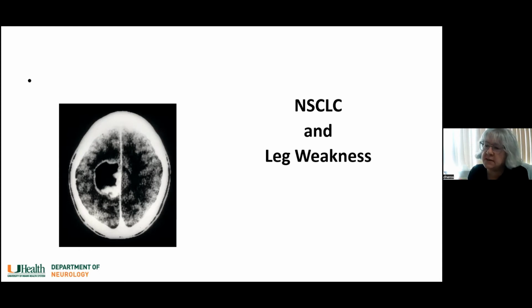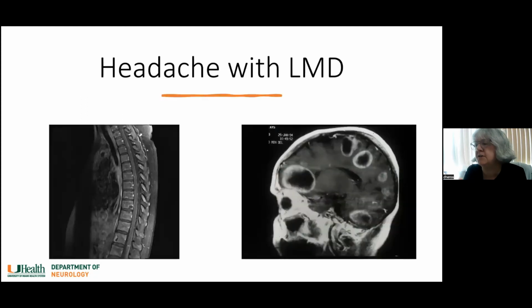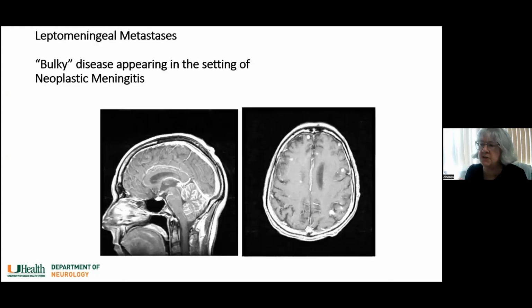and leg weakness. This is a patient that presented with known melanoma and years later presented with somnolence and was found to have this miliary pattern of metastatic melanoma. And here's a patient that presented with known lung cancer, came in with headache, and the thoracic MRI on the left actually shows leptomeningeal disease. So all of these patients would be treated quite differently.